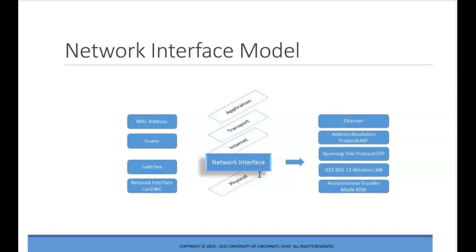Some of the protocols that reside on the network interface layer are Ethernet, ARP, IEEE 802, including the wireless protocols 802.11, asynchronous transfer protocol, and spanning tree protocol that prevent loops from occurring when switches are interconnected.